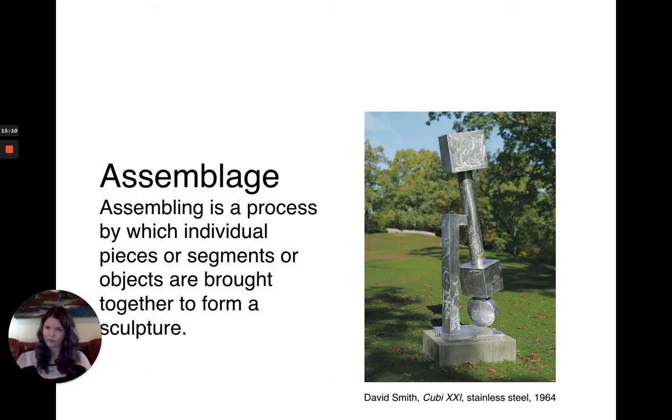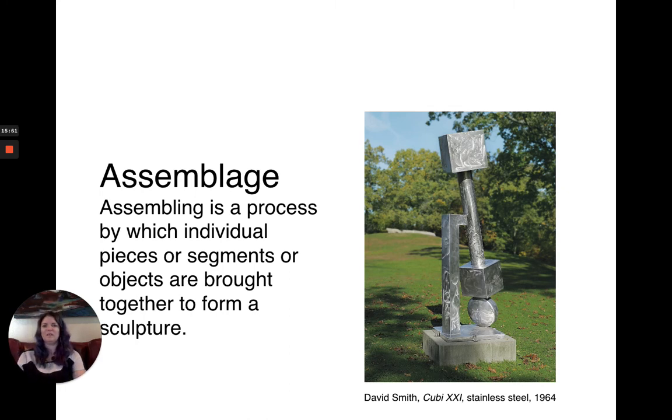Okay, so that's carving. That was pretty intuitive. Then there's assemblage. So assembling is a process in which you have individual pieces or segments or objects, and they're brought together to form a sculpture. So oftentimes when I think of assemblage, I think of metal, right? Of taking pieces of metal and then welding them together. So they're connected together. Some things could be like found objects that are then glued together, or they're wired together, or they're adhered together with concrete or something. But welding metal together is where my brain goes when I think of assemblage.